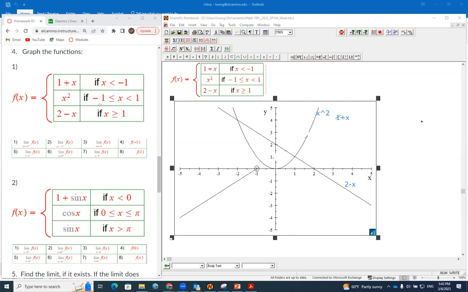Now between -1 and +1, not including +1, is the parabola. So the parabola, right, is only from -1, including -1, all the way up to +1, not including +1. So what we do here is erase that piece. I'm erasing that. And beyond 1, I'm erasing it.